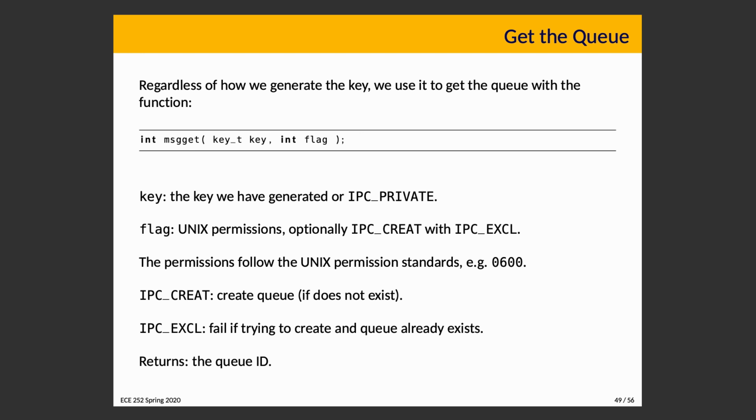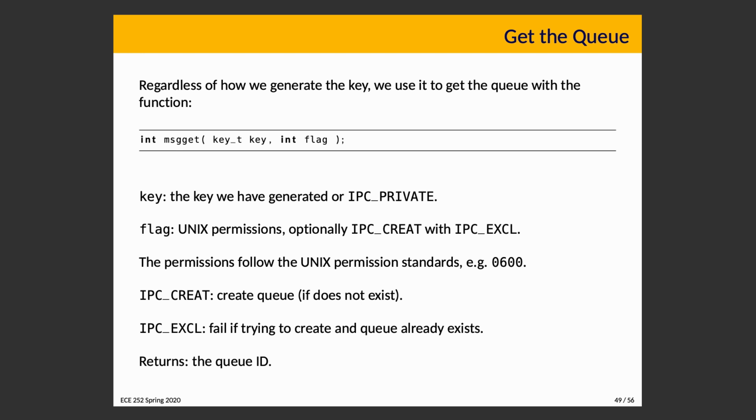Now, regardless of how we generate the key, we get the queue with this function, message get, or msgget. It's not the same thing as dequeuing a message, but this is how we access the queue. It will take the following arguments: key and flag. The key is either something that we have generated using file to key, or it is IPC private, depending on which route we have chosen.